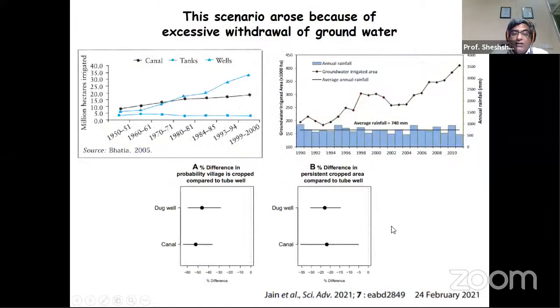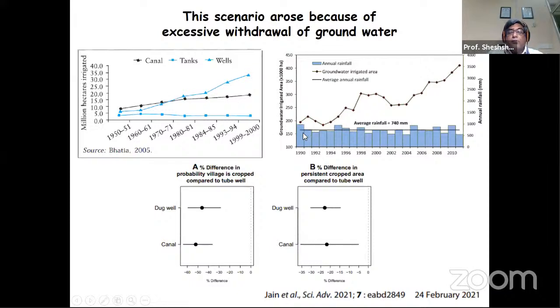And there was a very elegant review that came this year, in the month of February or so, in Science Advances. What they have done is analyze the scenario of how water is being depleted from the ground. And you can see here that the area under irrigation in India is not really changing for the tank irrigated and even the canal irrigated. But what is increasing is the well irrigated, and most of them are tube well irrigated mechanisms.